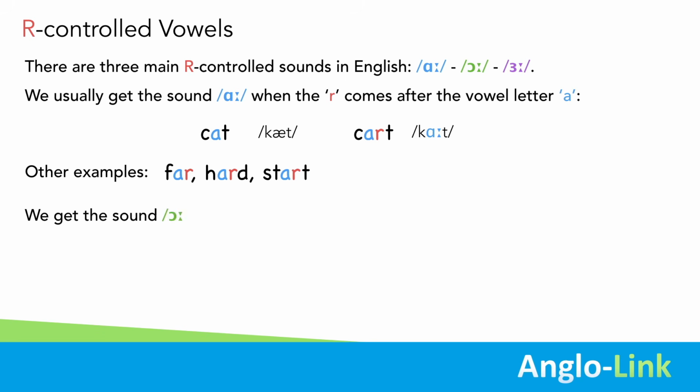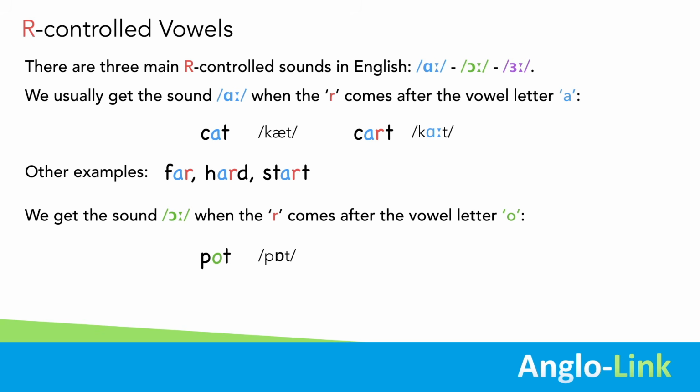We get the sound O when the R comes after the vowel letter O. For example, this is pot. Let's add the R and we get port. Other examples are for, born, and short.